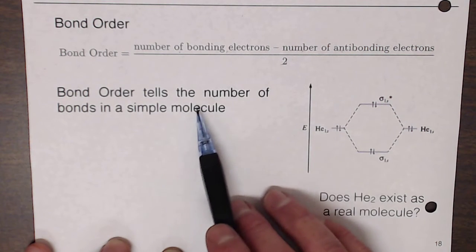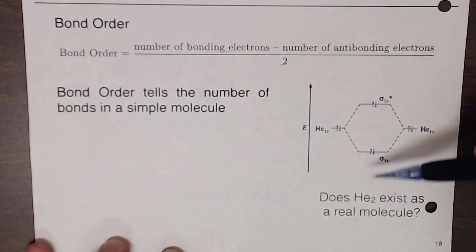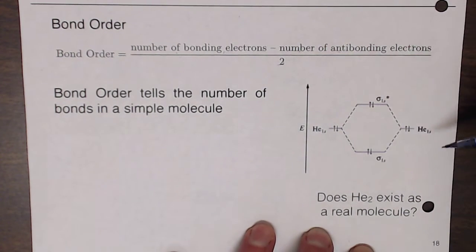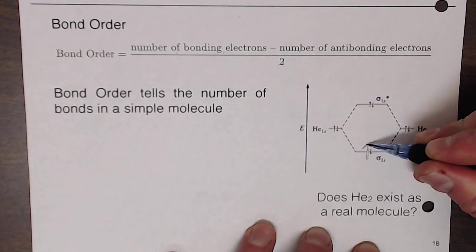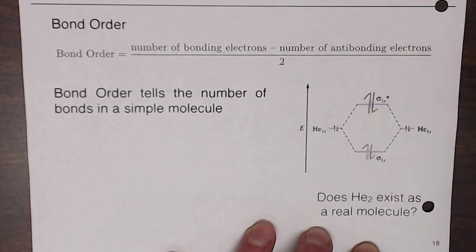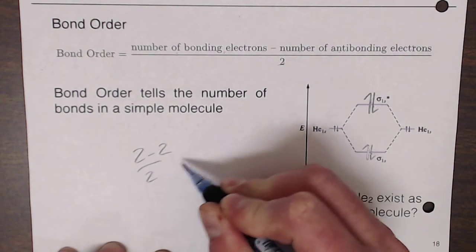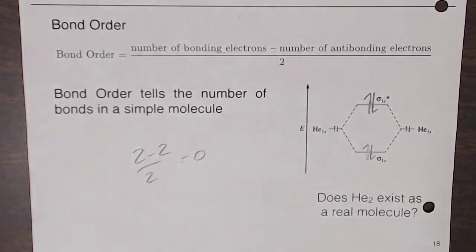And what this tells us is the number of bonds in a molecule, or the number of bonds that exist between 2 nuclei. And so when we look at this He2, we recognize that, again, there were 2 electrons in the bonding orbital and 2 electrons in the anti-bonding orbital. So for my bond order, 2 minus 2 divided by 2 equals 0. And because that equals 0, that tells me helium-2 can't exist. That's another way of saying that, okay?